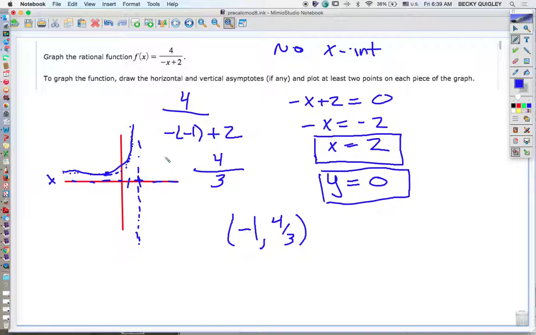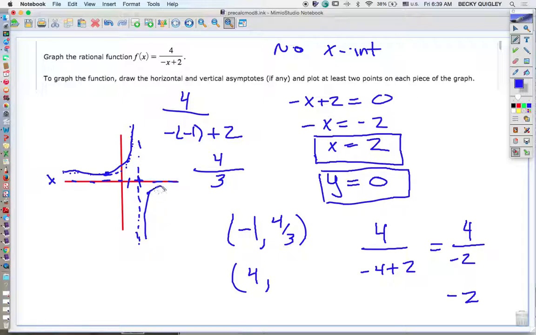So now I just need to see where the graph falls on this side of our vertical asymptote. So I'm going to pick a value greater than 2. So let's go with 4. I'm just going to plug that in, negative 4 plus 2. So that's 4 over negative 2. So that gives me negative 2. So over 4, down 2, so I know that my graph is going to follow the asymptotes. So roughly, that's what my graph is going to look like.